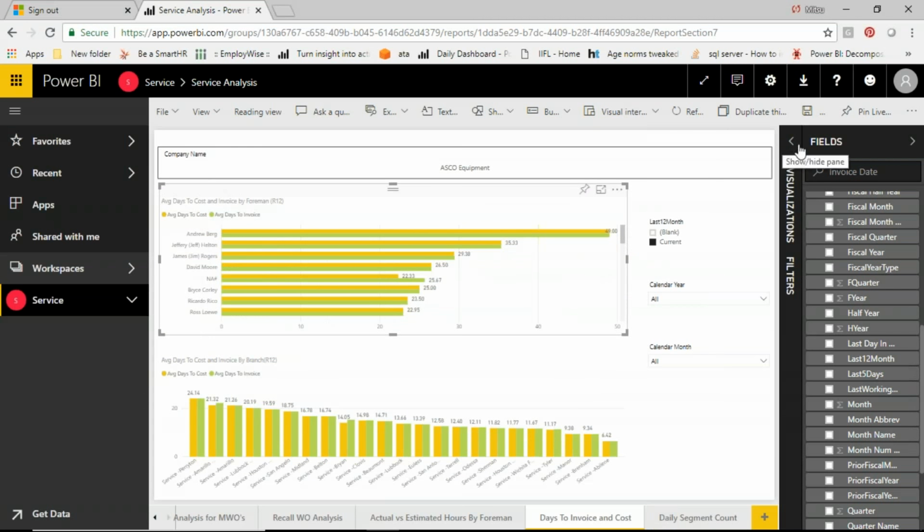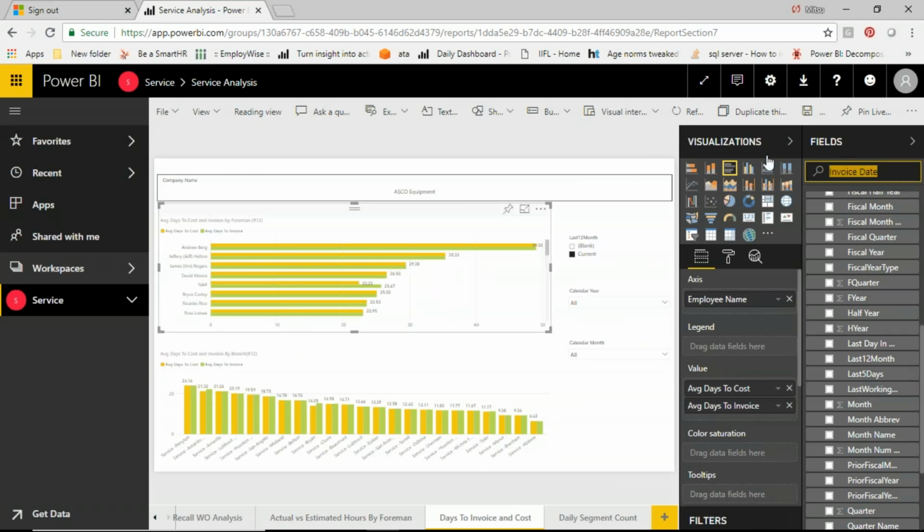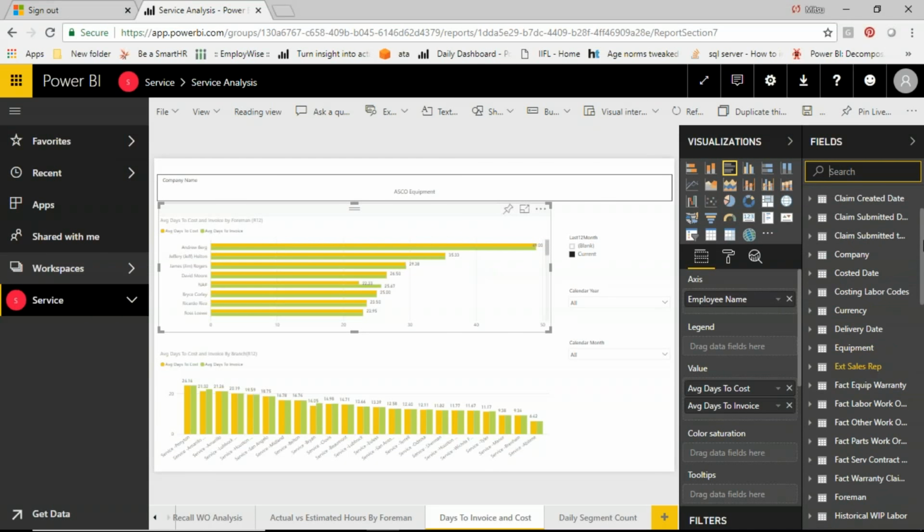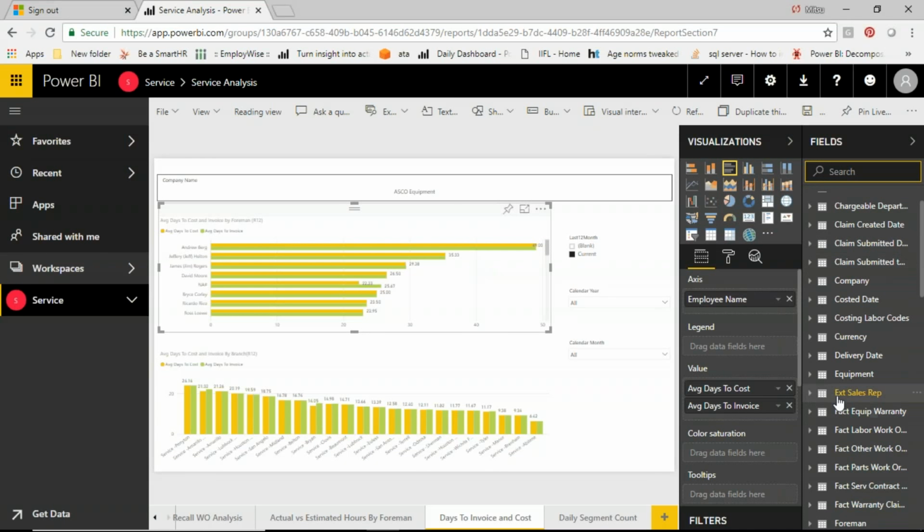Okay, so one thing to remember, this should essentially be foreman because we invoice at the segment level, not at the line level. The tech might not be responsive. This is an external sales rep. So this is, do you have formats?